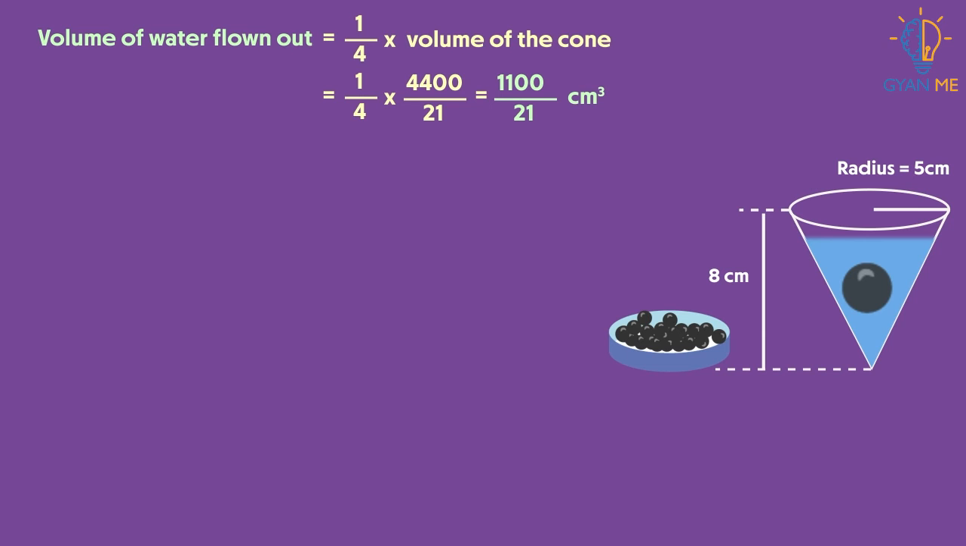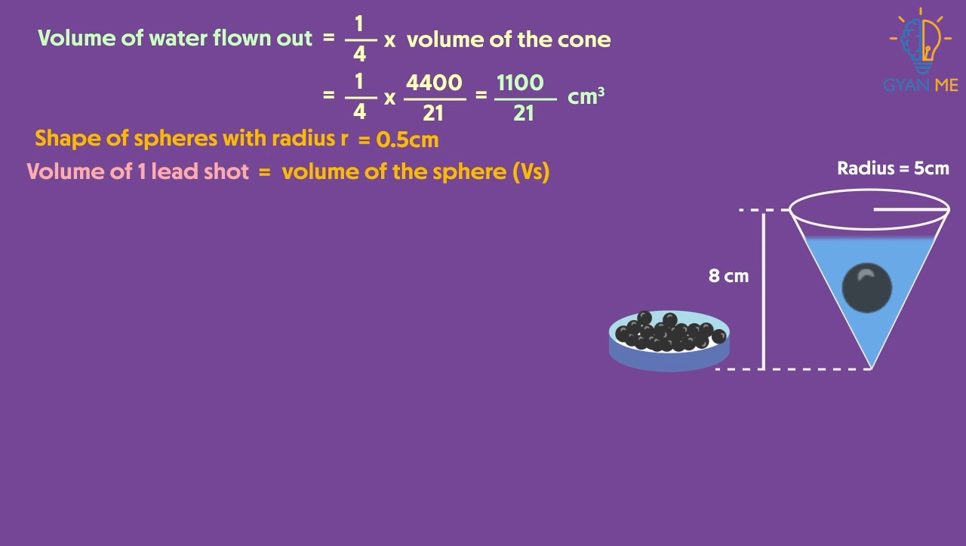Now we are given that lead shots are in shape of spheres with radius 0.5 cm. Therefore, volume of one lead shot is equal to volume of sphere, which is equal to 4/3 pi r cube. On substituting the value, we get 11 upon 21 centimeter cube.